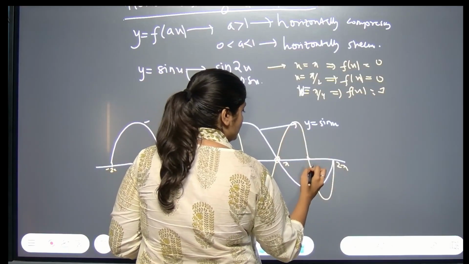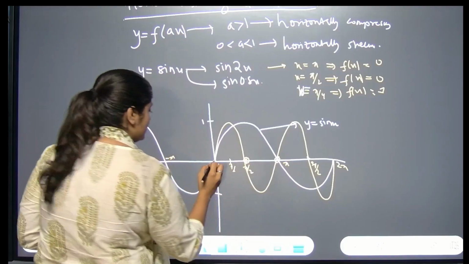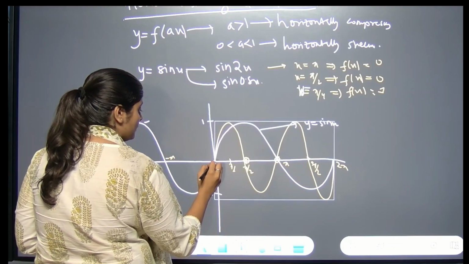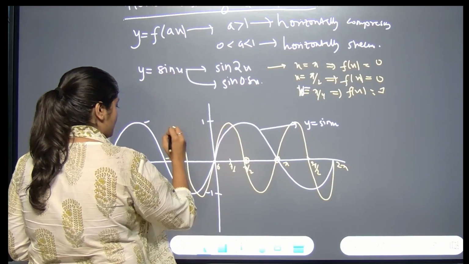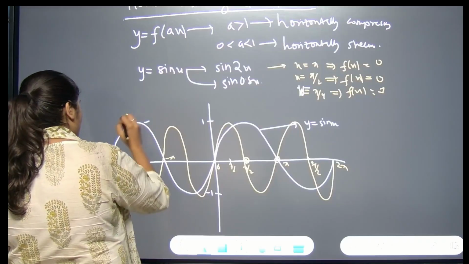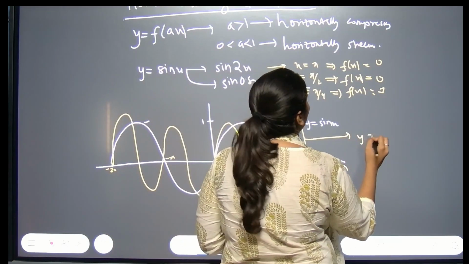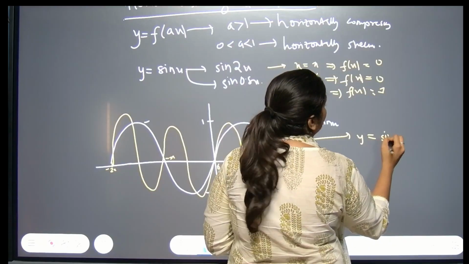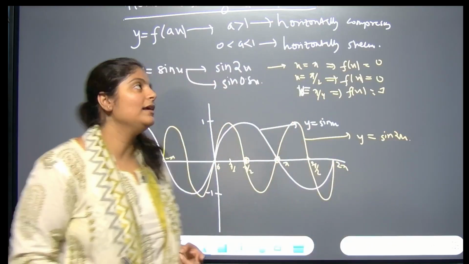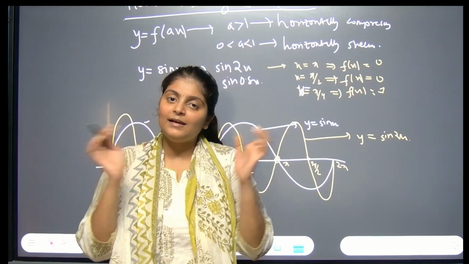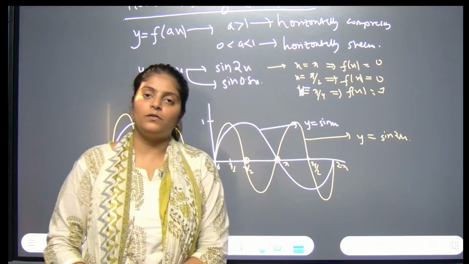This is 3 pi by 2. Similarly here, this would be the graph of y equals sin 2x. And here we can see the graph horizontally compressed for a greater than 1.